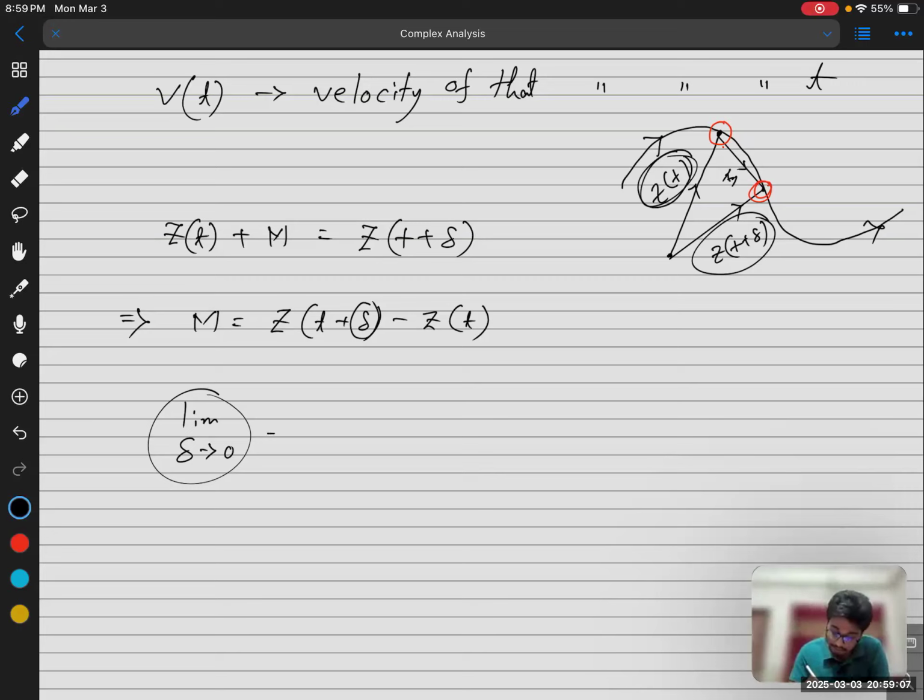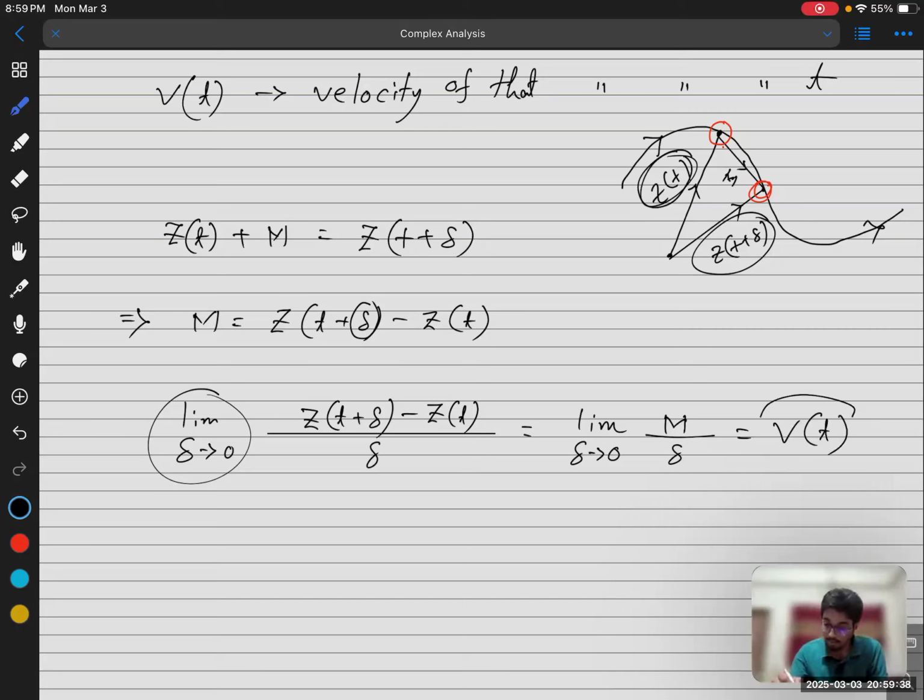That means the limit of (z(t + delta) - z(t)) divided by delta, as delta tends to 0. And this is exactly the displacement divided by delta. So we can call it the velocity at time t. So this is the velocity at time t.